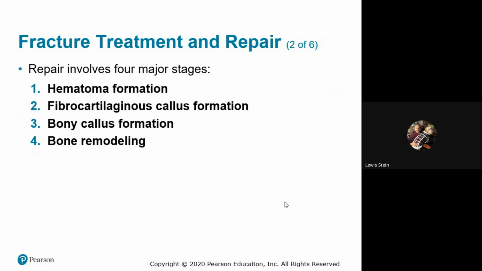Here's how it gets better. Bone heals beautifully because bone has really good blood supply.